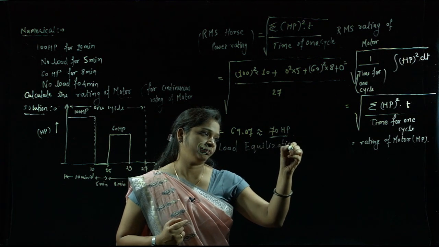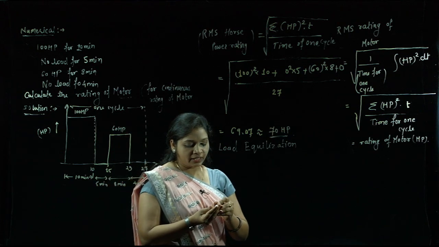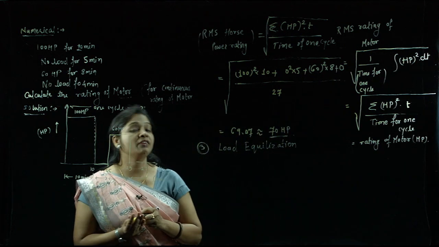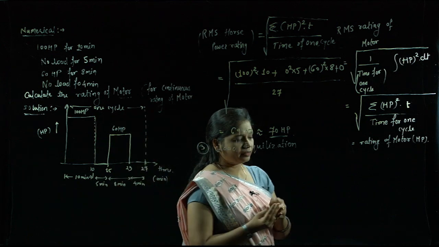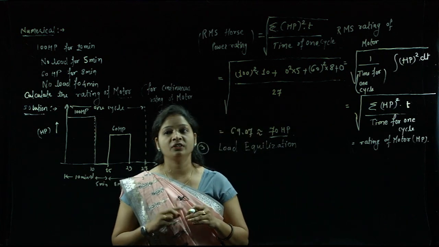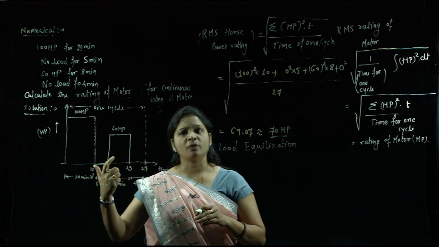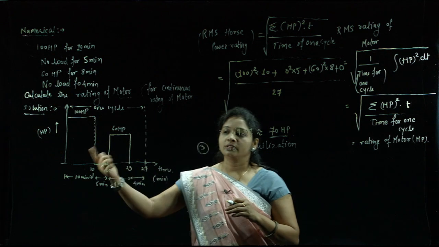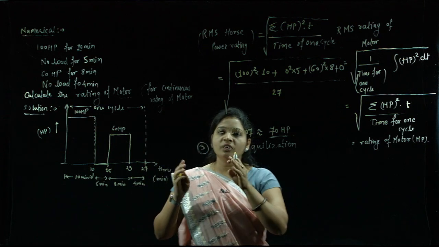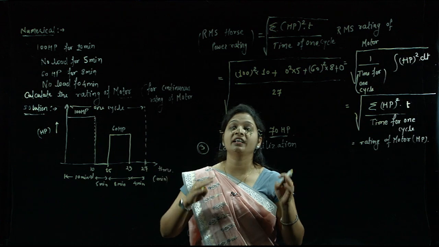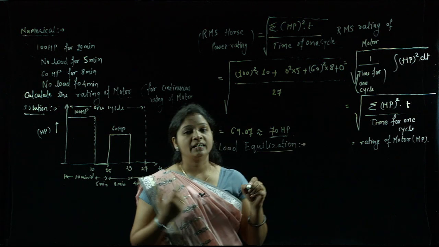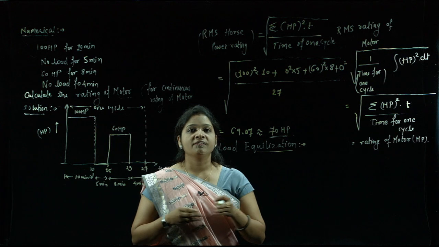Load equalization. In industrial applications, loads fluctuate over a wide range, because in many machines the load torque is sometimes very high. During that condition, the voltage drop at the supply side is high. Because the load is fluctuating, with the voltage drop, heavy current will be drawn from the supply side, and because of that the devices will be damaged.